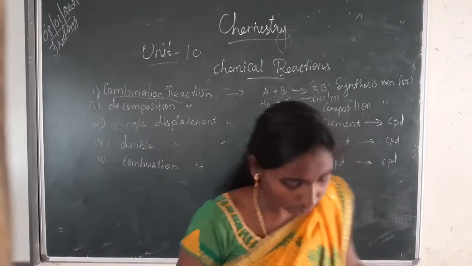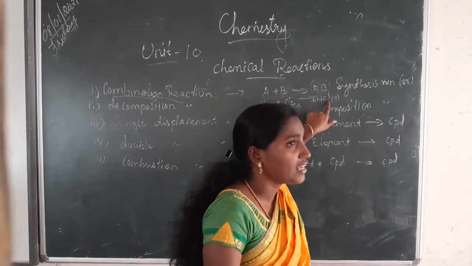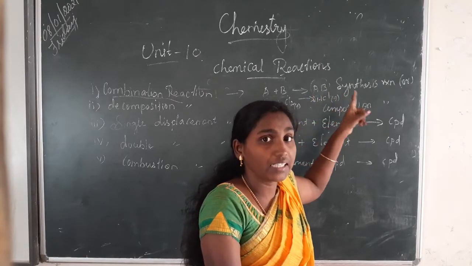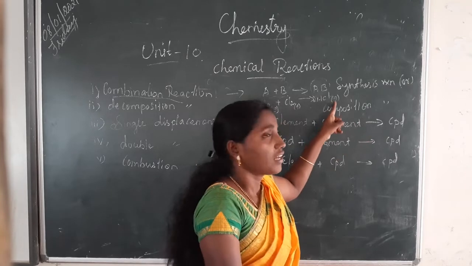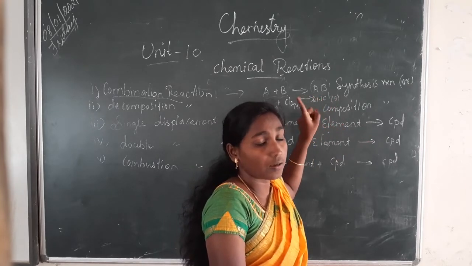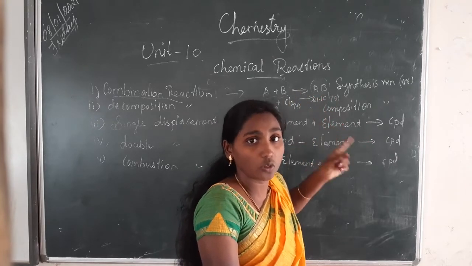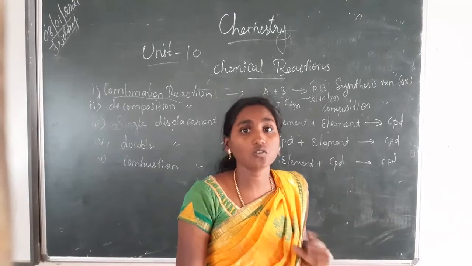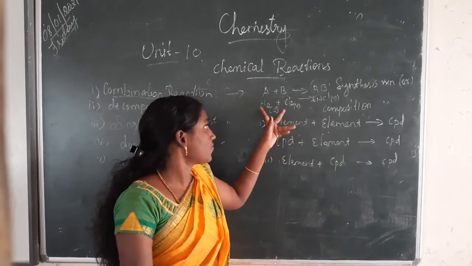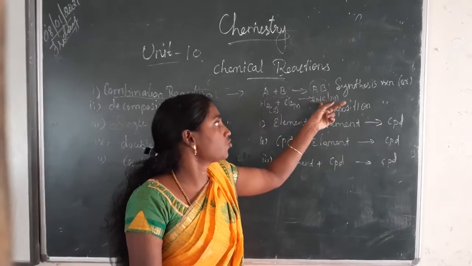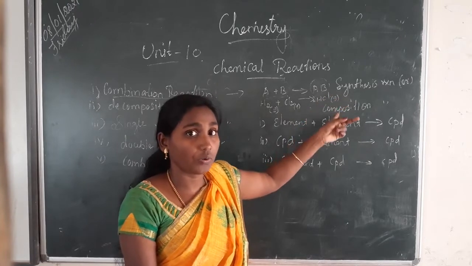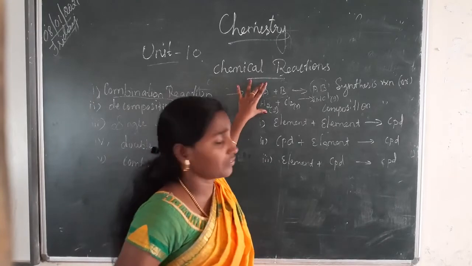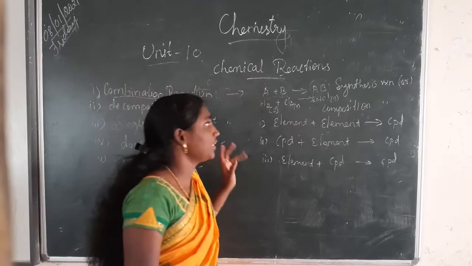Have you understood? This HCl is not hydrochloric acid, it is hydrogen chloride gas. Hydrochloric acid has the same formula, HCl, so don't confuse it. Both gases combine together to form hydrogen chloride gas. This is the chemical form for this combination reaction.